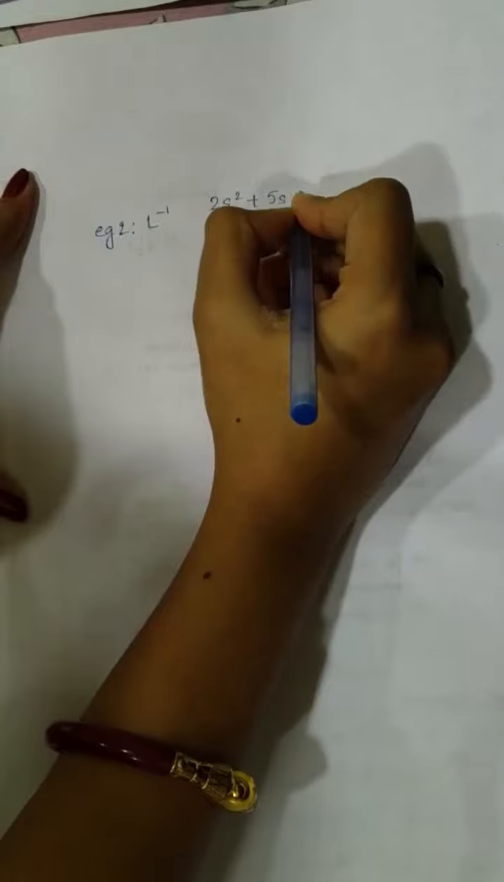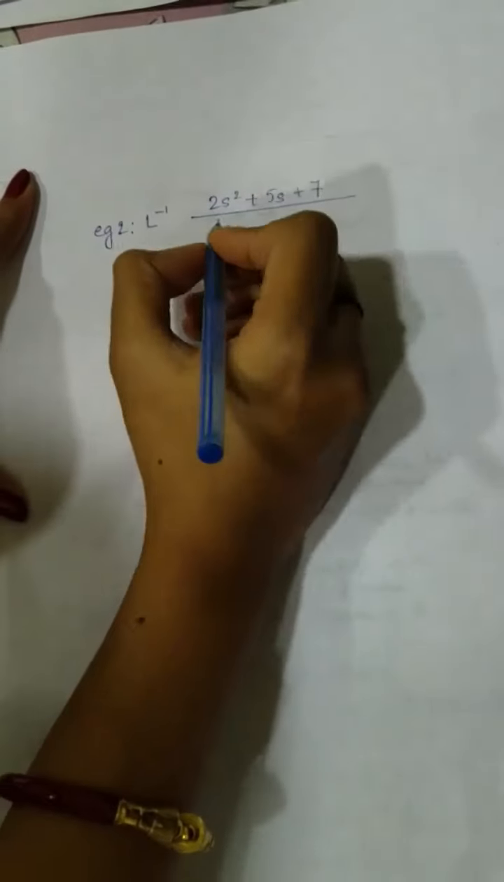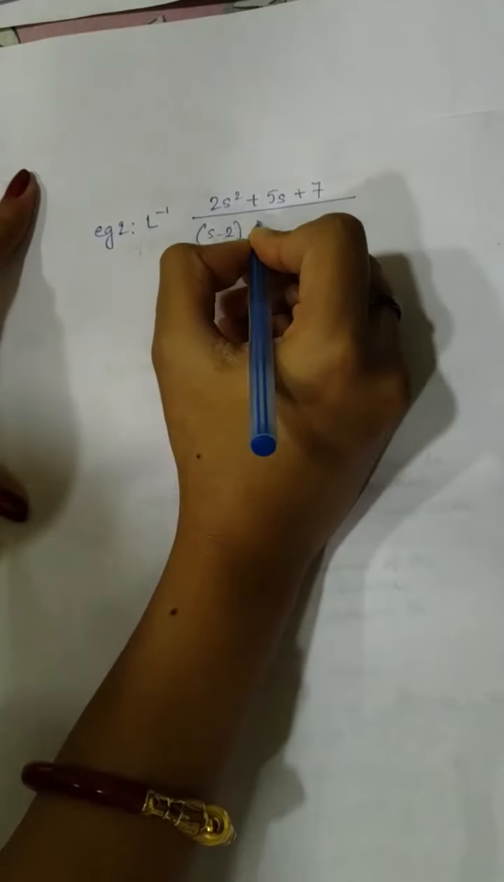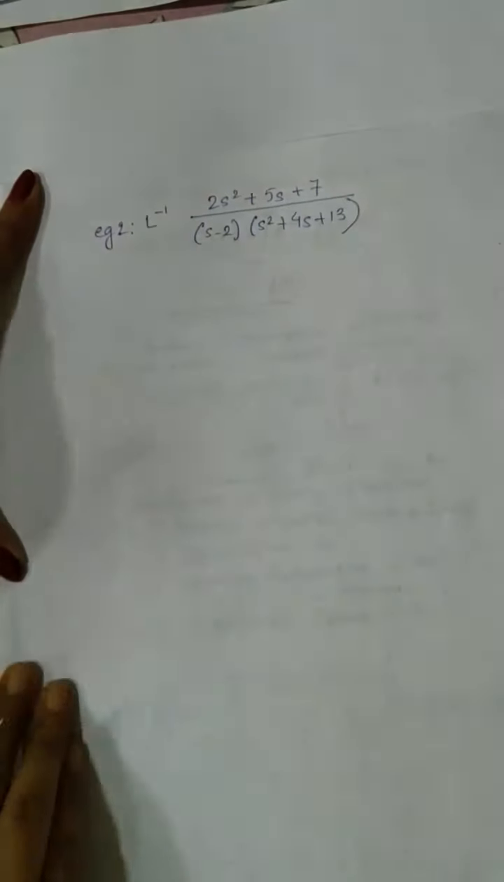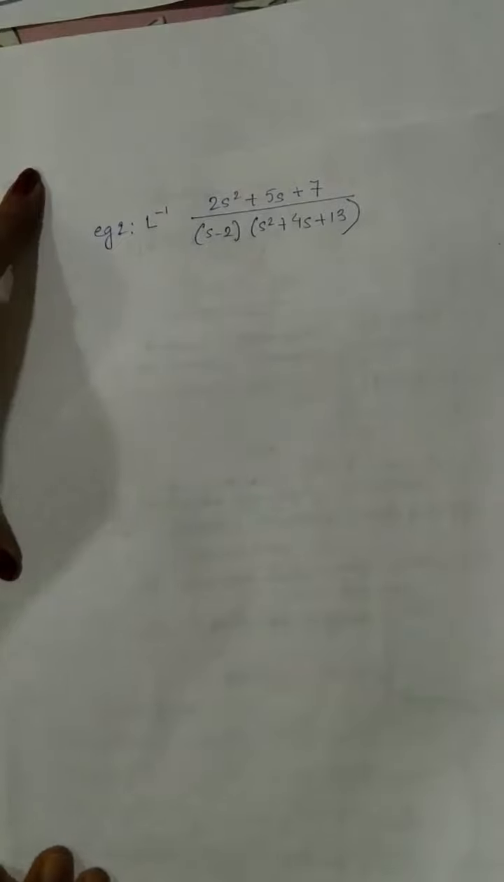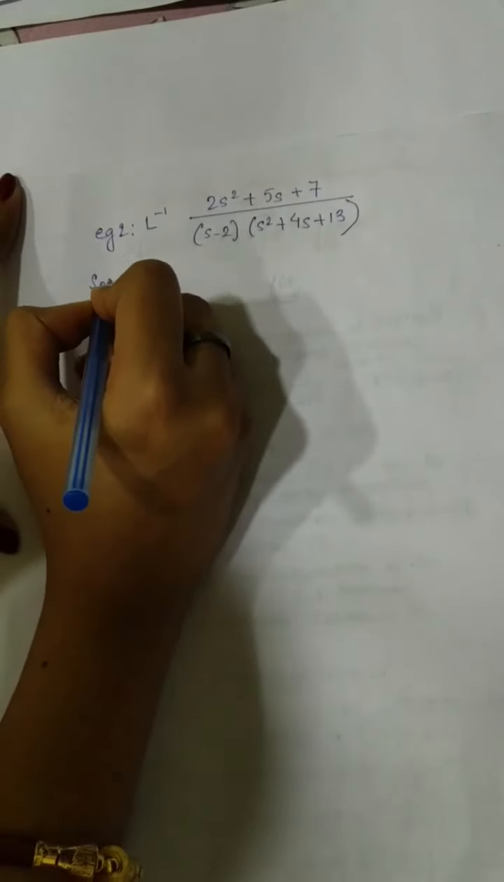Example 2. Find the inverse Laplace of (2s square plus 5s plus 7) divided by (s minus 2)(s square plus 4s plus 13). Please practice problems like this. Okay, solution.